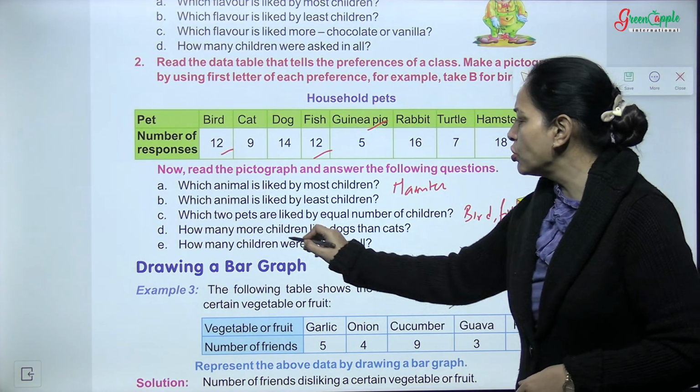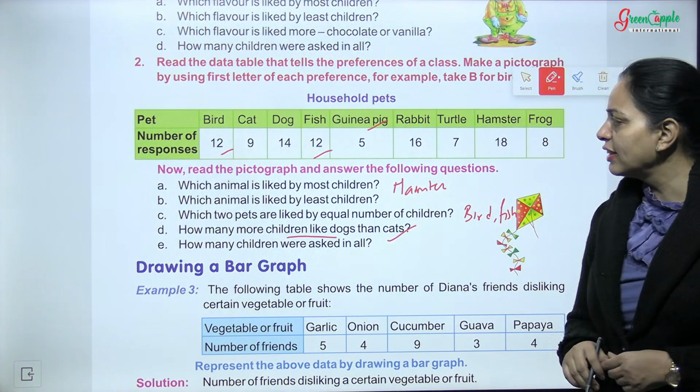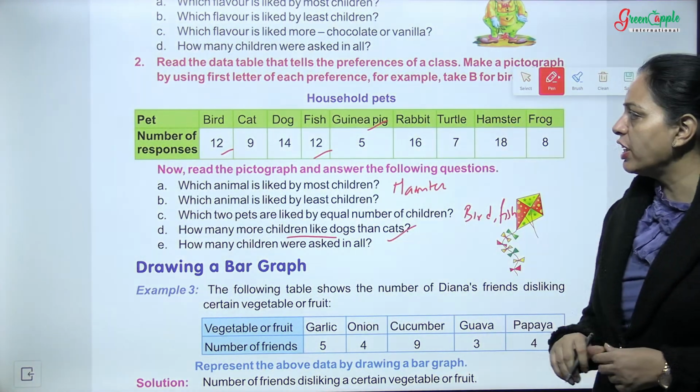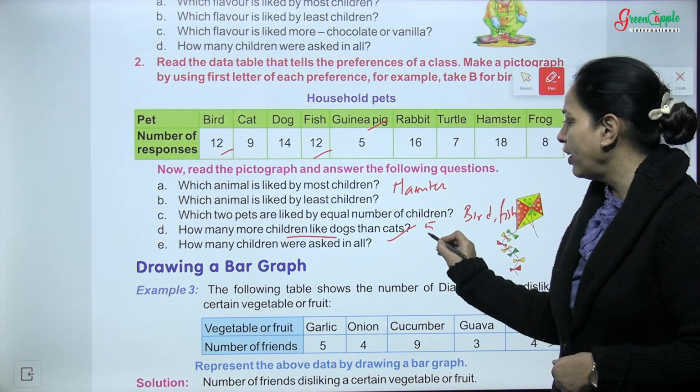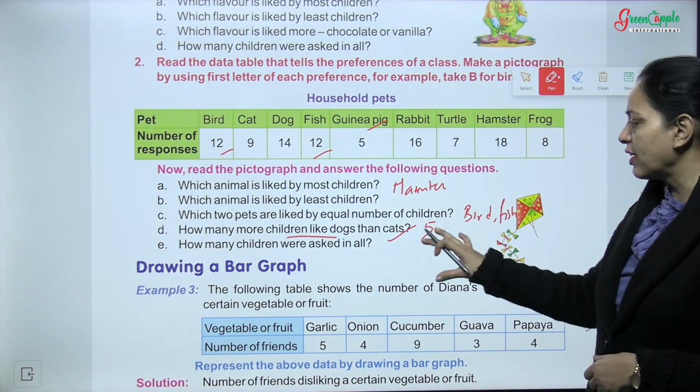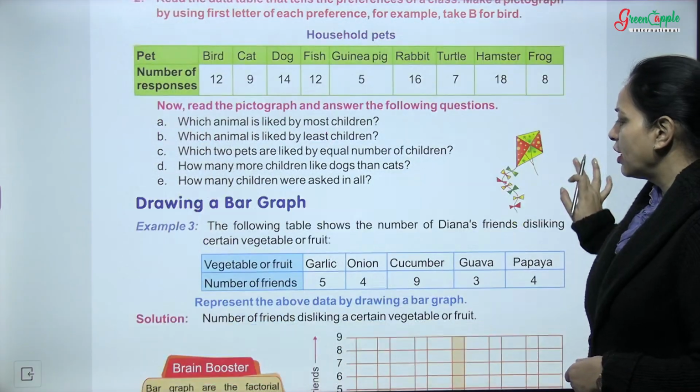And how many more children like dogs than cats? So dogs 14 and cats 9. So how many more? 14 minus 9? 5. And how many children were asked in all? Total, write the sum. Okay, so I hope this is clear to you.